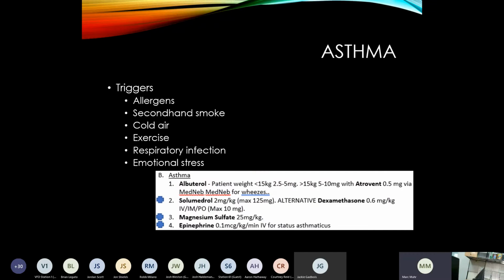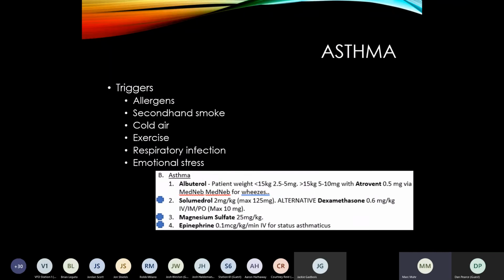Triggers for asthma: allergens, secondhand smoke, cold air, exercise-induced asthma, especially in younger people. Respiratory infection is a trigger for asthma, and stress can also be a trigger for asthma. And treatment, bronchodilation, as we spoke: less than 15 kilos, 2.5 to 5 milligrams; greater than 15 kilos, 5 to 10, so double the dose.